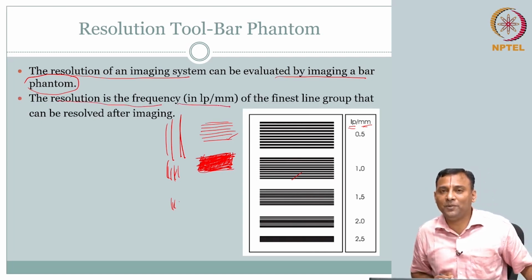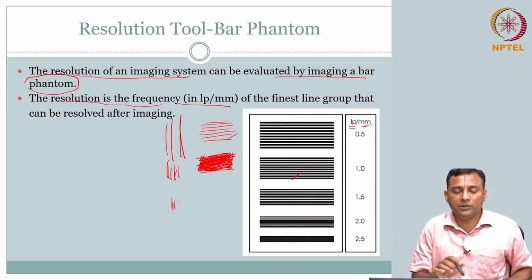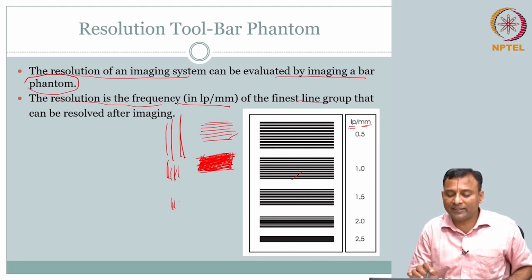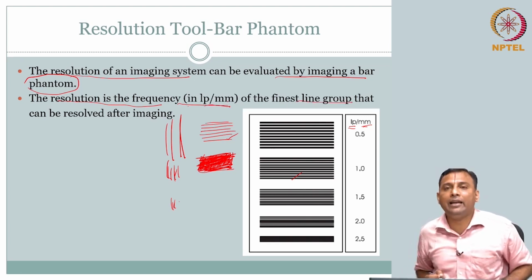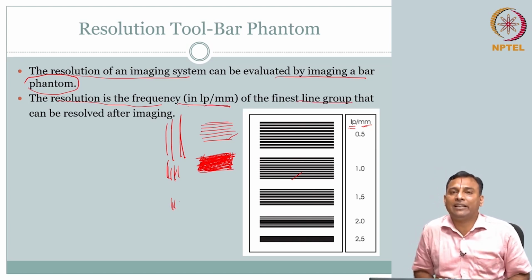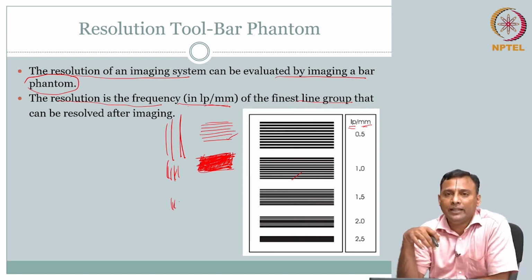Remember, now I told you resolve in length scale, but now if you use this bar, they might say resolution is the frequency of the finest line group that can be resolved after imaging. So it will now be line pairs per millimeter. It is not length scale. Clear?